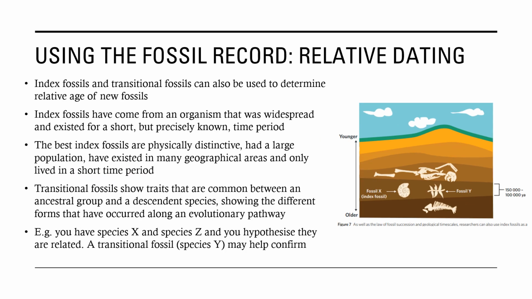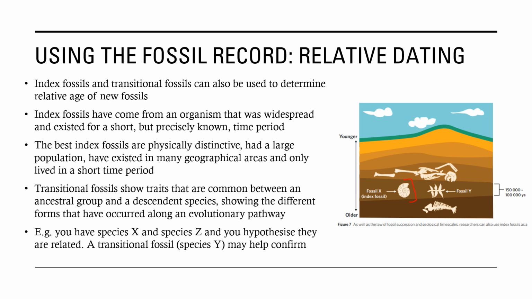We can also use other things. So as well as knowing the rock stratum age, which is really helpful, we can also use things called index and transitional fossils that can help us determine the ages of new fossils that we find. So index fossils are fossils that come from an organism that's really well known. So something like this, for instance, we know a lot about it. We know exactly when it existed. We know where it existed. We know the time period. We know the geographical location. So we know a lot about this fossil.